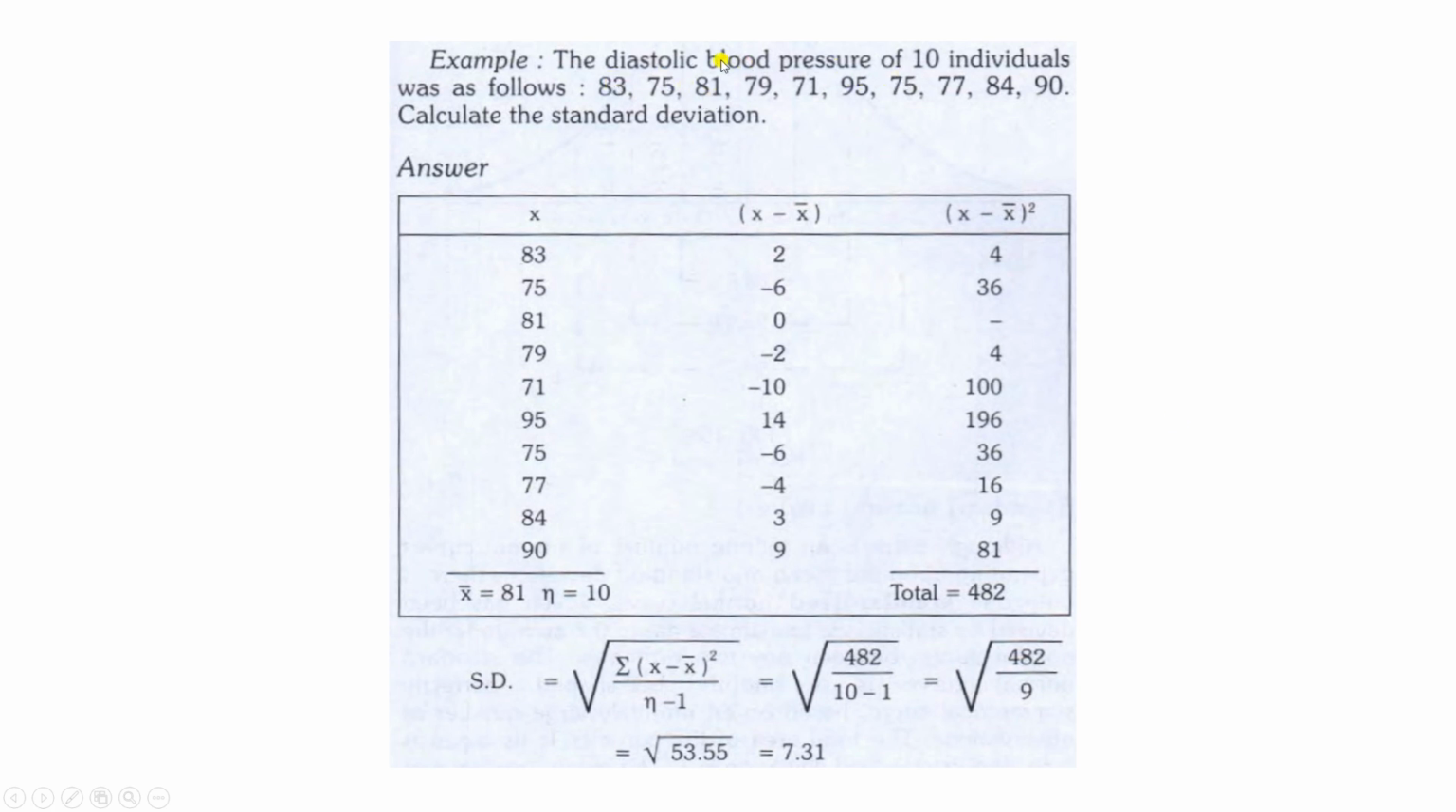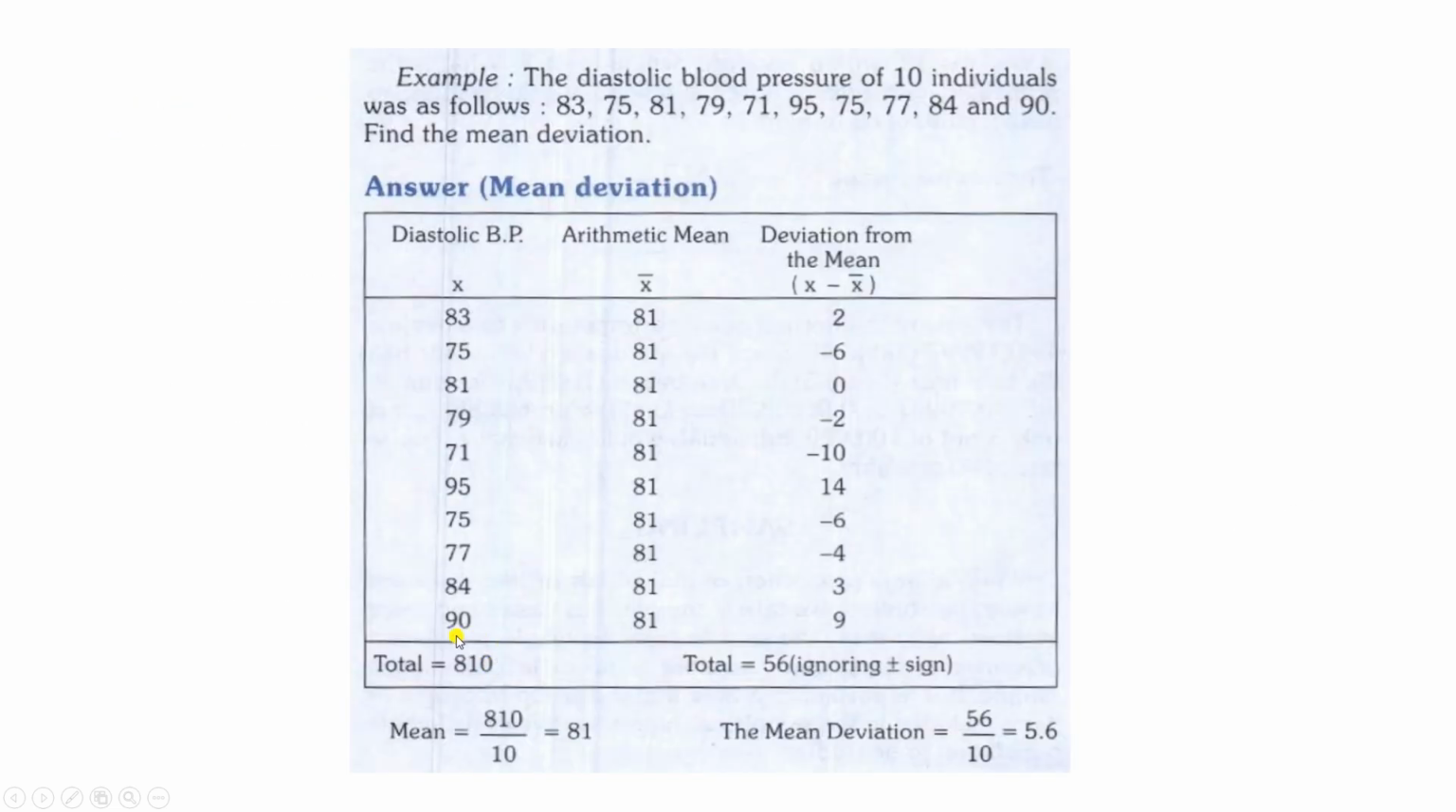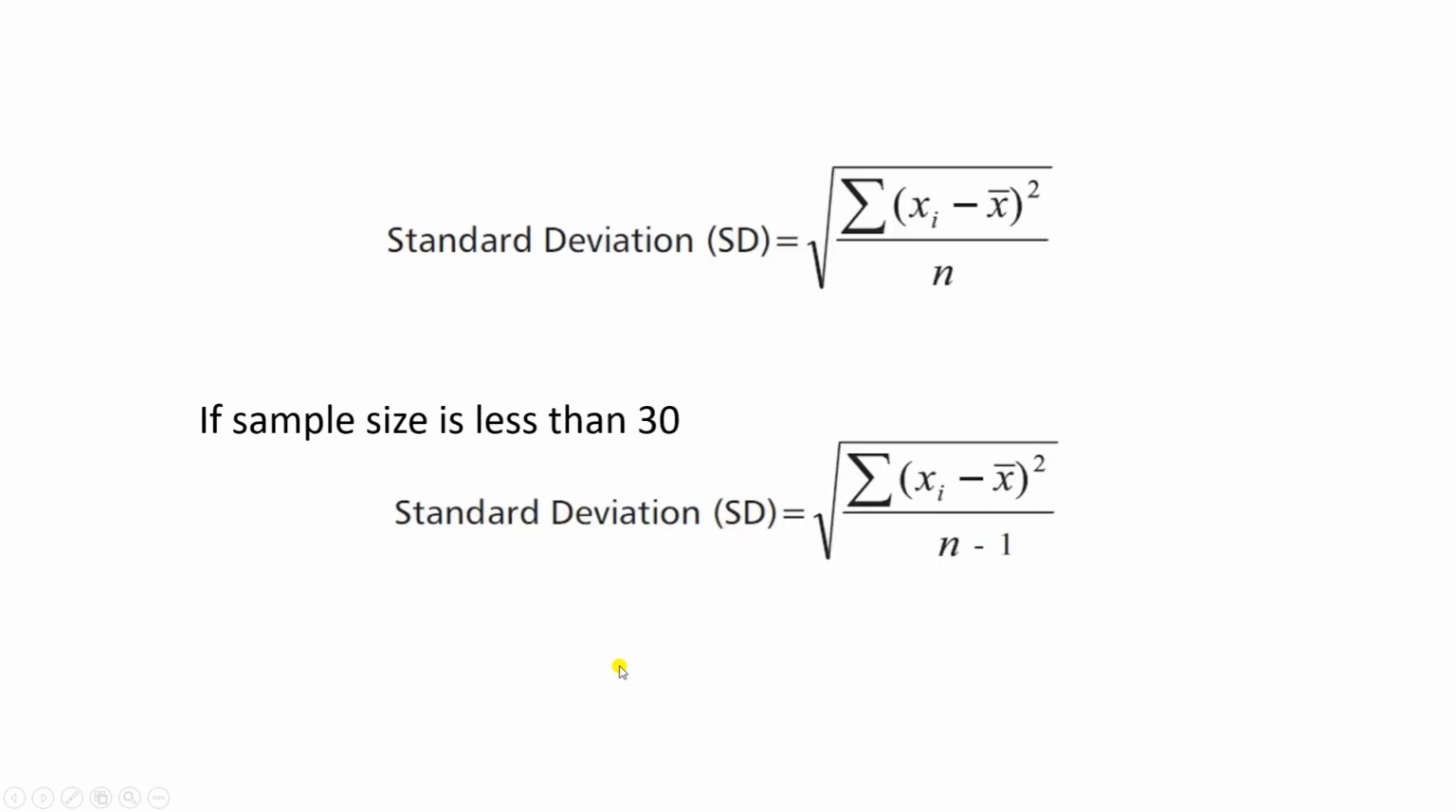Again, same thing. The diastolic blood pressure of 10 individuals, and they have been mentioned here. All right. So what we do here is we add them up, which is 810, and then we divide it by the total number of observations n. That will give us our mean value, right? So if you remember this table, same thing. 810 divided by 10 is 81. That is your mean value.